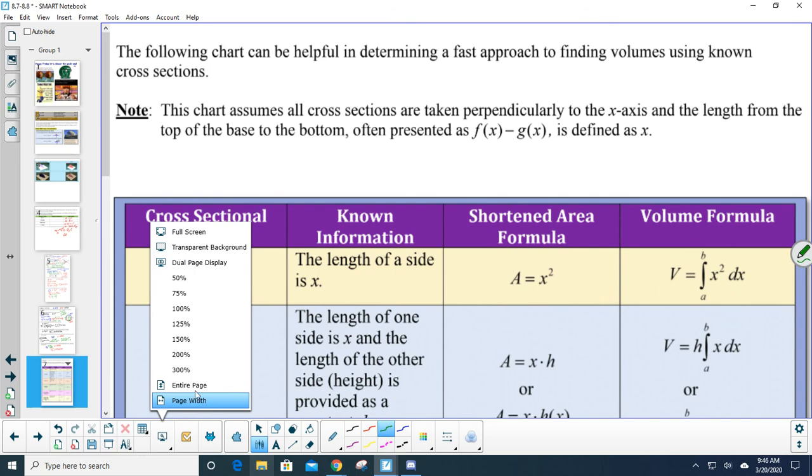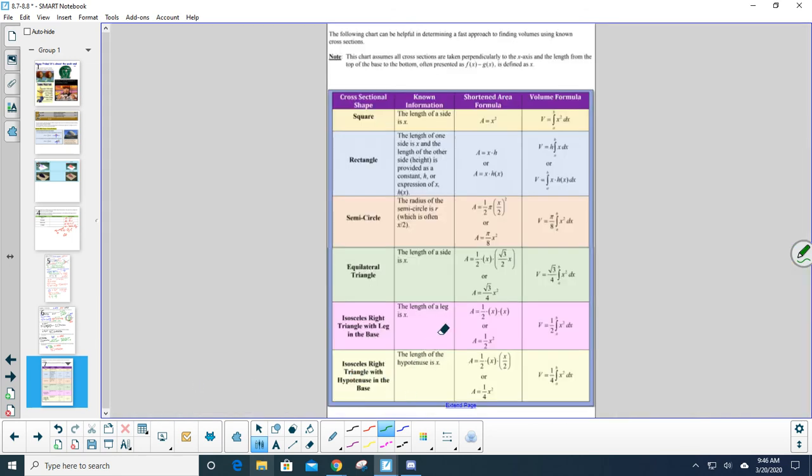What I have down here is just kind of like a cheat sheet where it talks about all the different types of things you can do. The isosceles right triangle with hypotenuse in the base, the isosceles right triangle with a leg in the base, equilateral, semicircle, rectangle, square. It's got all of them on here. And this is kind of the cheat sheet you need to look at when you're trying the homework. Okay. So I'm done. If you have homework questions, you can hang out in here.